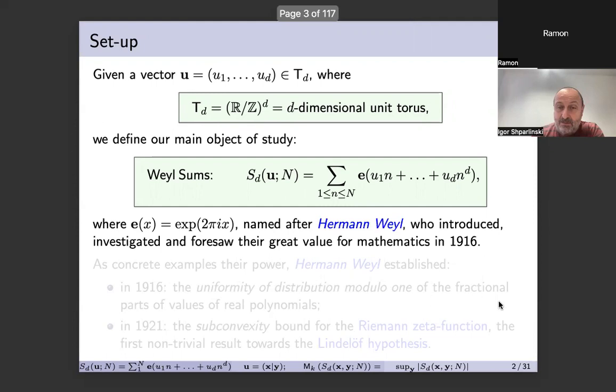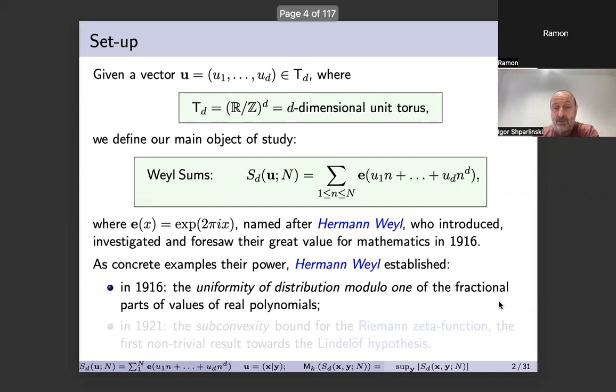And these sums are named after Hermann Weyl, who introduced and investigated the sums, and he actually managed to foresee the great value for mathematics, and it was more than 100 years ago. As two concrete examples of the usefulness of the sums, Hermann Weyl established the uniformity of distribution, modulo 1, of the fractional parts of values of real polynomials. That was his first result.